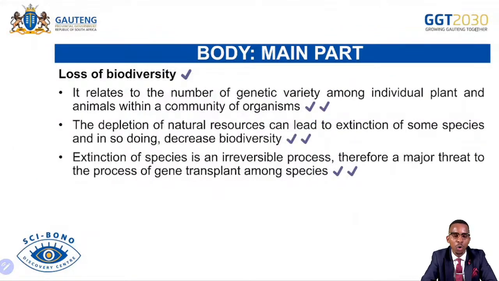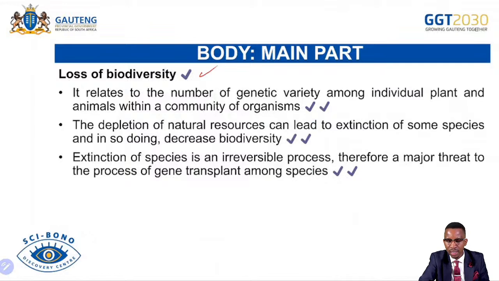So we talk about loss of biodiversity or biodiversity loss. In this case, the subheading is given, it's 1 mark. It relates to the number of genetic variety among individual plants and animals within the community of organisms. So in this case, if we talk about biodiversity, we refer to those species that we interact with. We talk about living and non-living things, flora and fauna, the life of animals and plants.